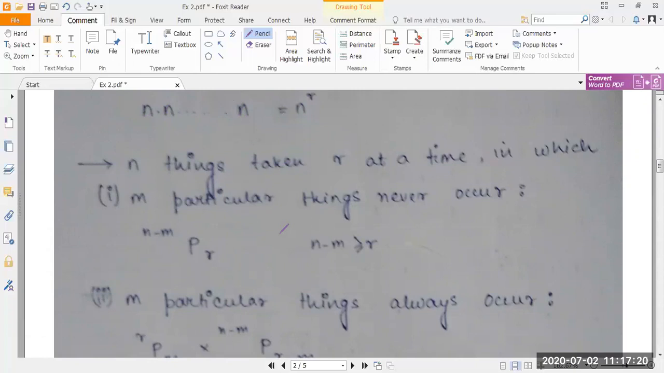So let's say I have n balls from which I want to take r balls, but M balls are broken, so I do not want those M balls in my set of r balls. So I essentially remove those M balls that I don't want. The M particular things that never occur, I remove from my original n balls, and I'm left with n minus m balls from which I need to draw r balls. That's just a pure intuition of saying that n things taken r at a time, in which m particular things never occur, the answer will be n minus m P r.